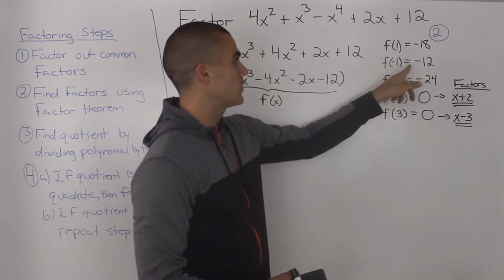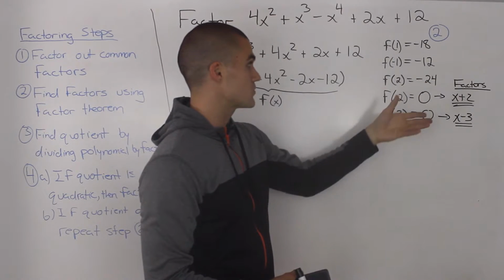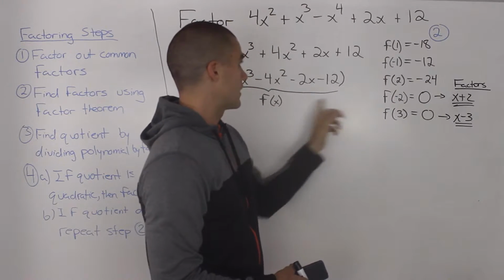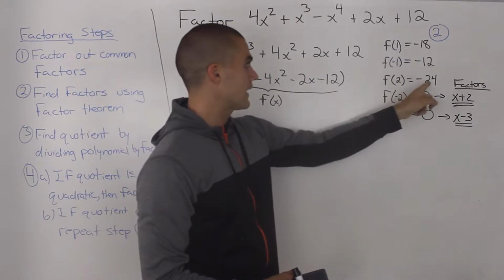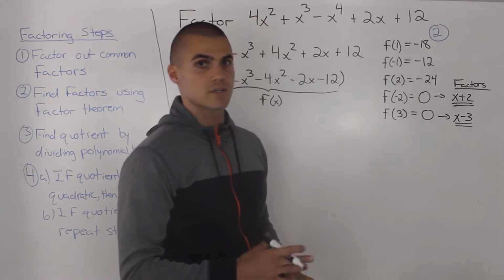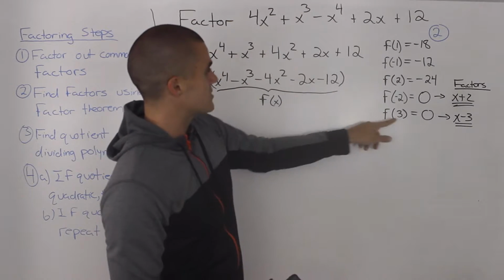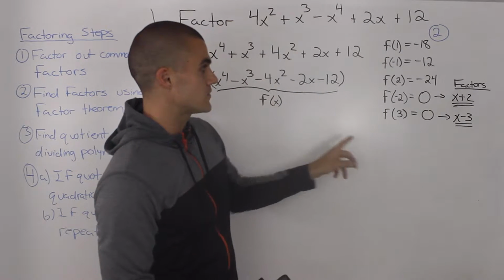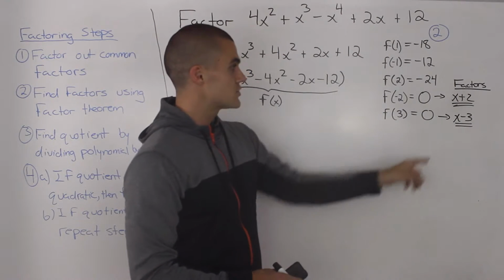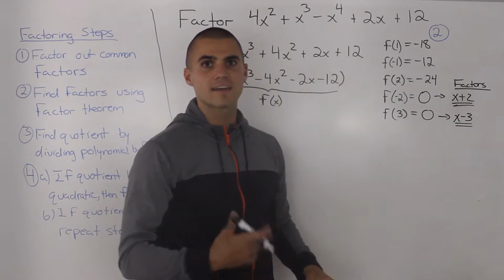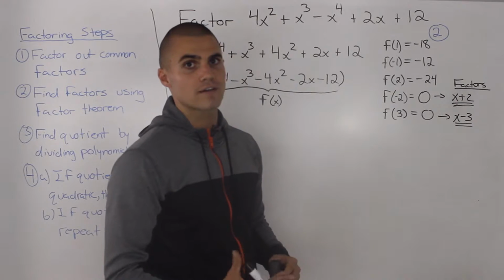When we plug in -1, we get -12, so x plus 1 is not a factor. When we plug in 2, we get -24, so x minus 2 isn't a factor. However, when we plug in -2 for the x values and 3 for the x values, we get 0 for both of those. So that means that x plus 2 and x minus 3 are factors.